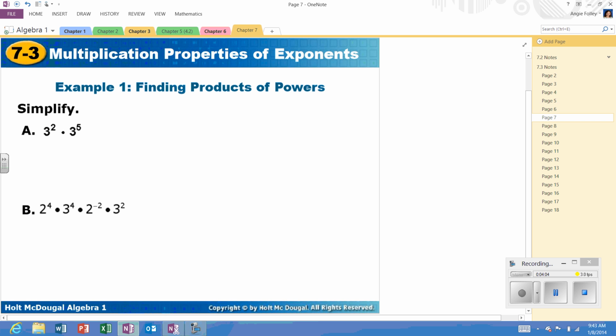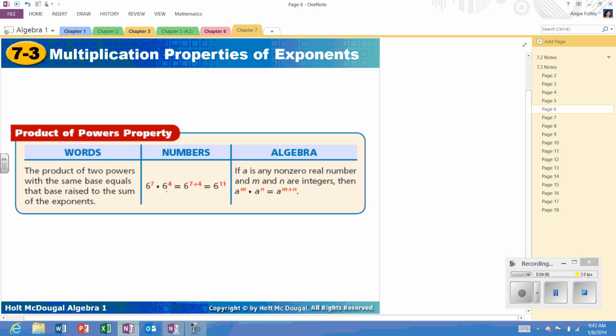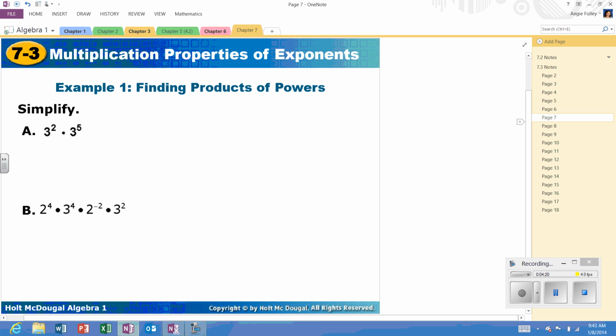Let me go back to this example. So here's another example. If I have the same base, 6 to the 7th times 6 to the 4th, we're adding the exponents, so our answer is 6 to the 11th. As long as the bases are the same and they're being multiplied together, we add the exponents.